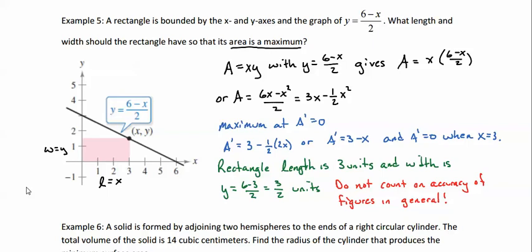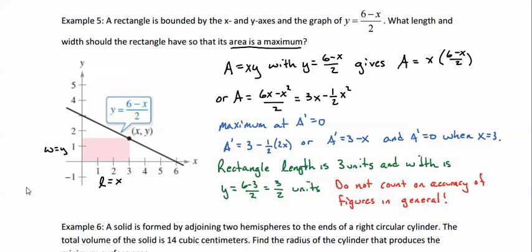All right, so I'm looking at the area of a rectangle. That's my primary equation, A equals xy. I know what my y value is. y is equal to 6 minus x all over 2. So I can substitute. A equals x multiplied by 6 minus x all over 2. And if I simplify that, I end up with 3x minus 1/2 x squared.